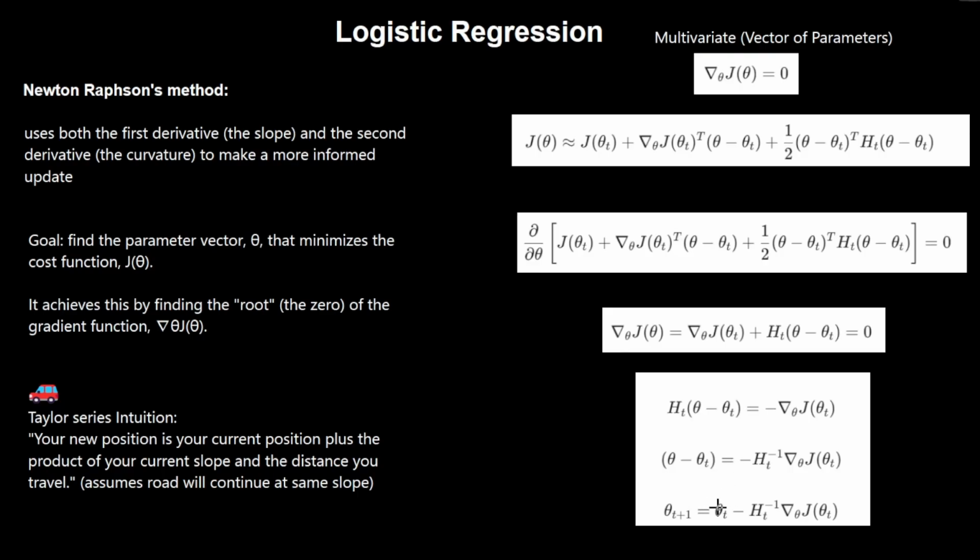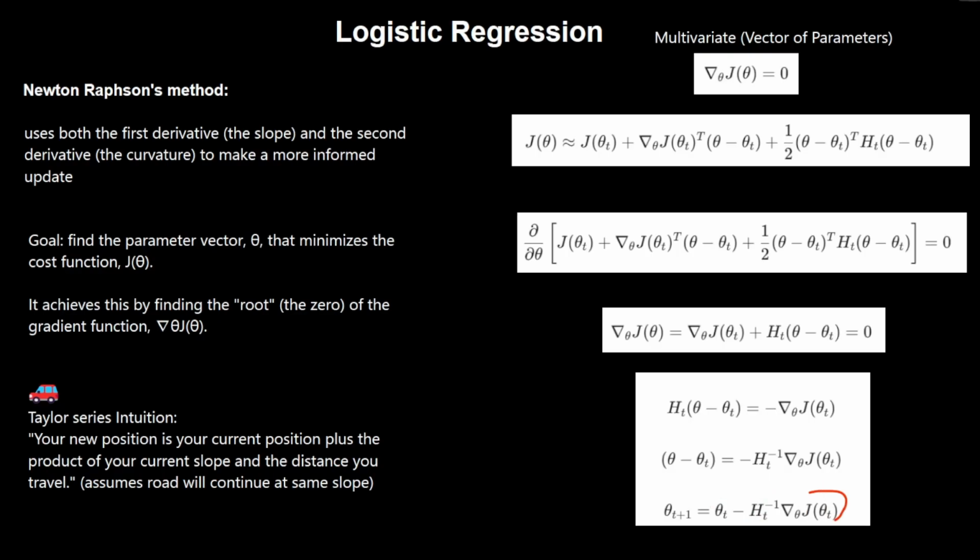Here we have the current position, which is theta t, and the next position which we are going to calculate is theta t plus 1. This is the updated vector of parameters we are trying to find, while theta t holds the current parameters of the model in the current iteration. So this formula essentially tells us that to find the next position, we start at our current position and subtract the calculated step. The rest of the formula defines that step.